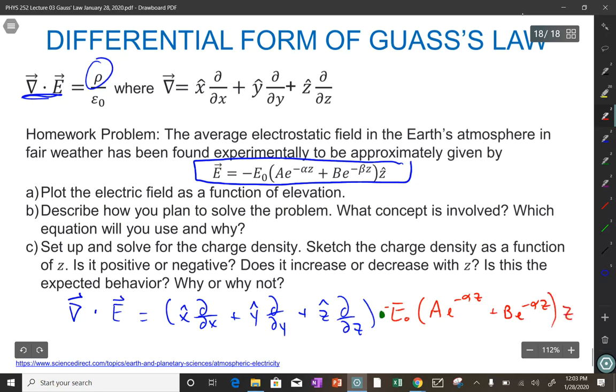Shouldn't that be beta? Yes, sir. Got carried away. Means you're paying attention though.